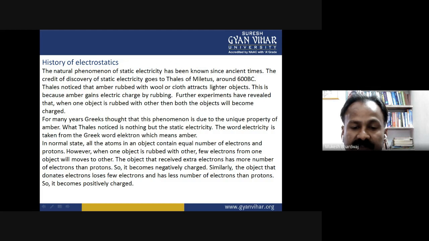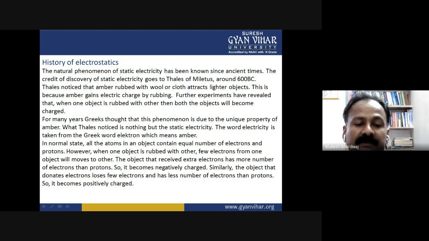Vitreous and resinous. The kind of electricity developed on amber when it is rubbed with wool was called resinous, probably because amber is a resin. The type of electricity developed on wool was vitreous.